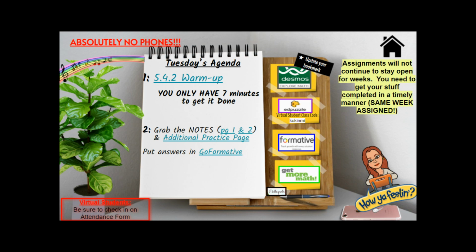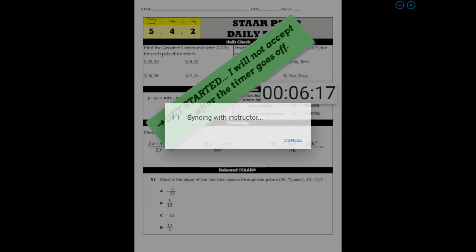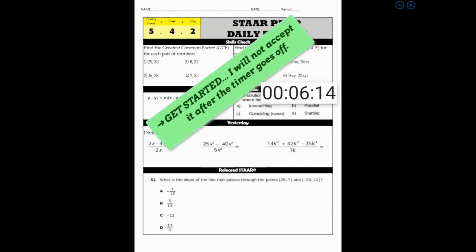If you didn't get the warm-up, I've already started the timer, so be sure you get the warm-up in. When you finish it, you can bring it to me, and I'll trade you for your notes pages. Wait, what? Oh, we're returning notes today? We're doing notes today. No, you're going to turn in the warm-up. You have 6 minutes left. Yeah, I'll give you your notes to put in your journal when you finish.